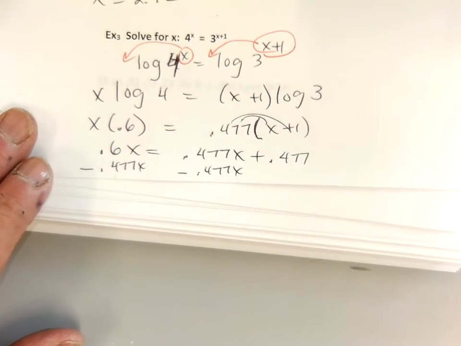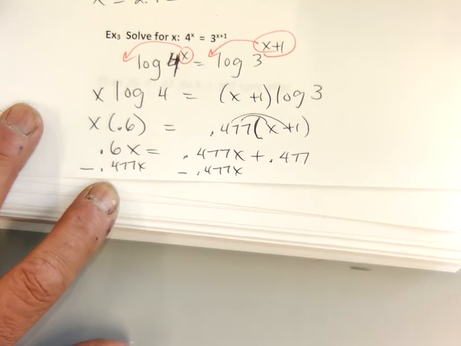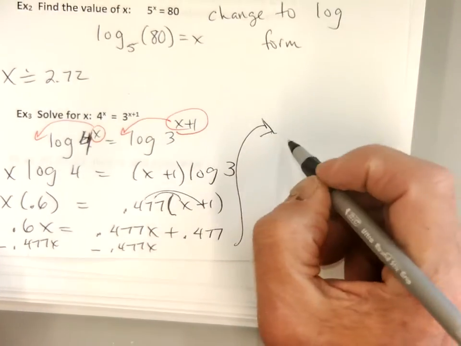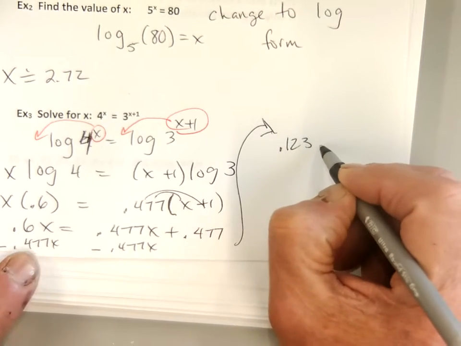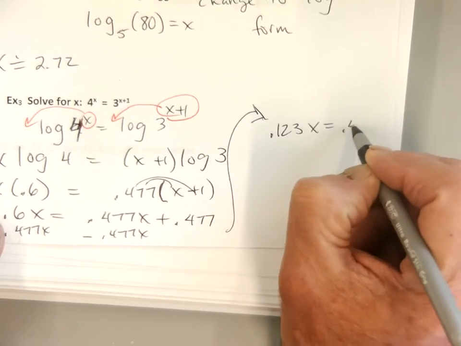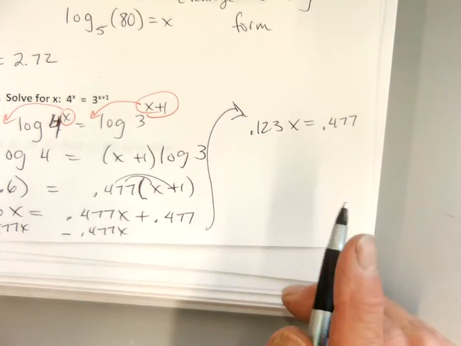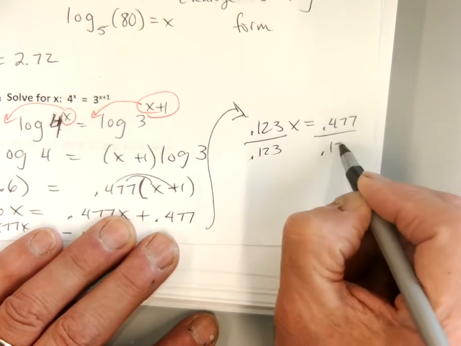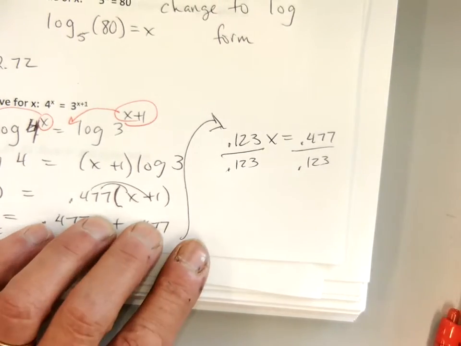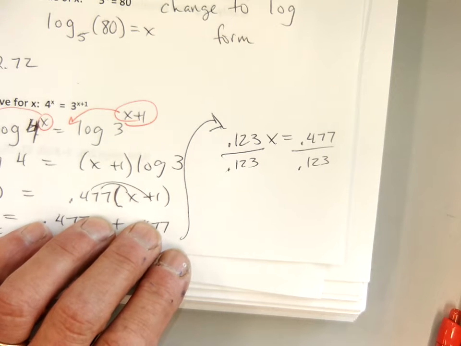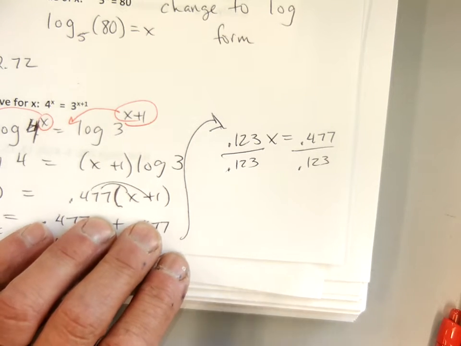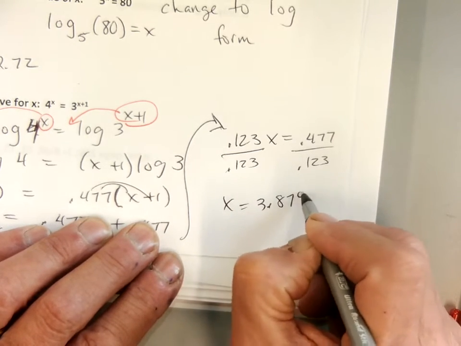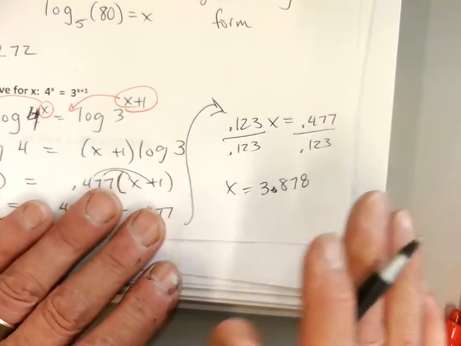I don't know. Hold on. Give me a second to figure that out. 0.6 subtract 0.477. Run out of room. I'll put it up here. I'll have 0.123x equals 0.477, right? And then we'll just divide. So now it's just algebra. Divide by 0.123, so I'm going to go 0.477 divided by 0.123, and I get an answer of about 3.878. And I usually go to the nearest thousandths on logs.